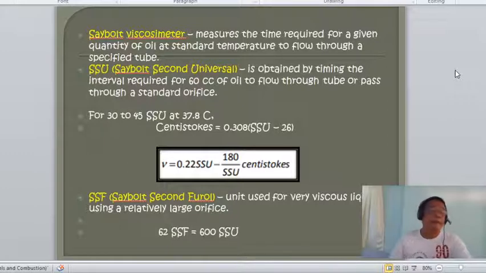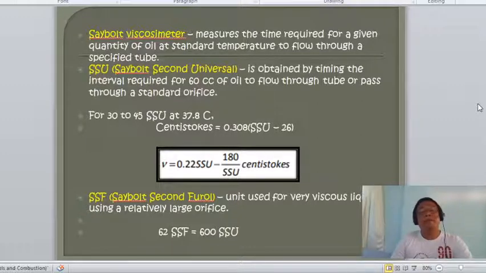That is the standard oil quantity which is required for testing. Another, we have the SSU, or the Saybolt Seconds Universal, obtained by timing the interval required for 60 cubic centimeters of oil to flow through a standard orifice. We have here the conversion for centistokes: 0.308 SSU minus 26, or 0.22 SSU minus 180 over SSU.